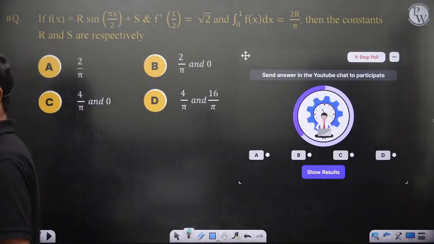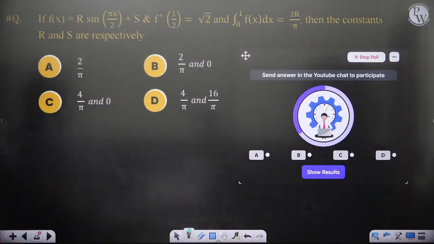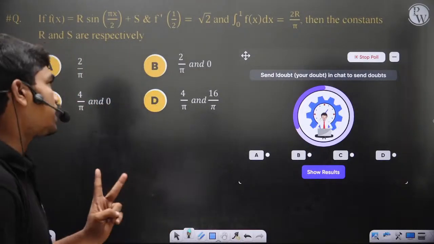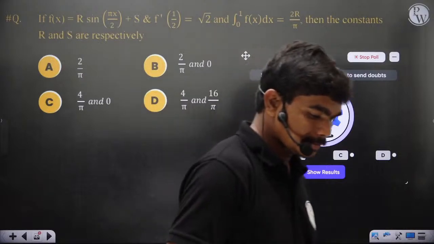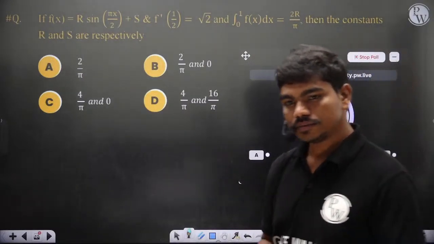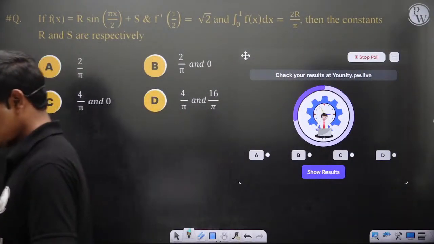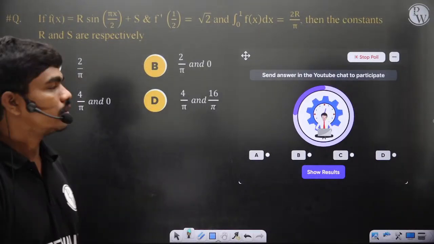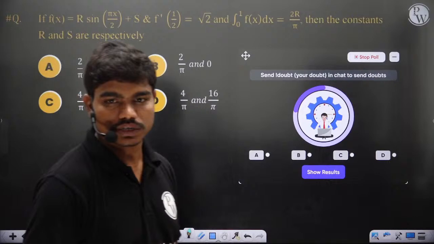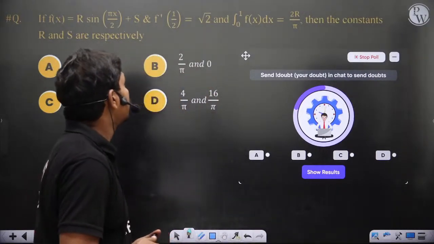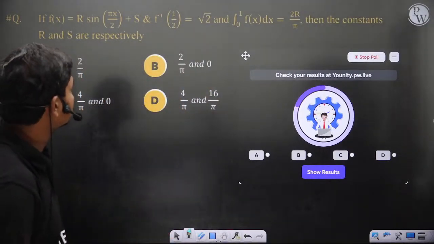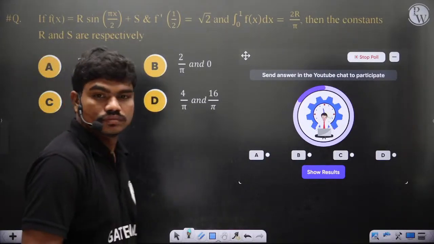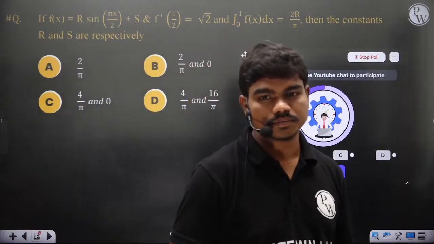C maybe. Okay, majority of you are entering C. Let's see what happens. It's like a simple question, two equations with two unknowns. That's it. Okay. D. Okay. 4 by pi and 16 by pi is what Shravan is getting. Come on, quick. D.